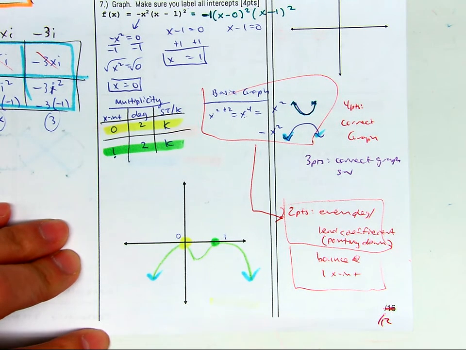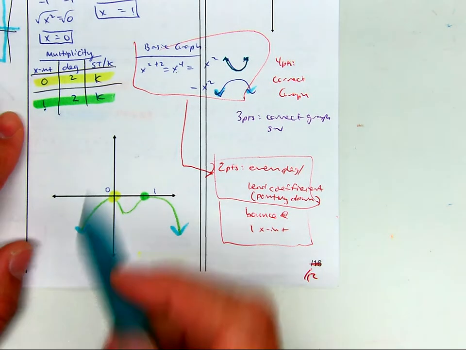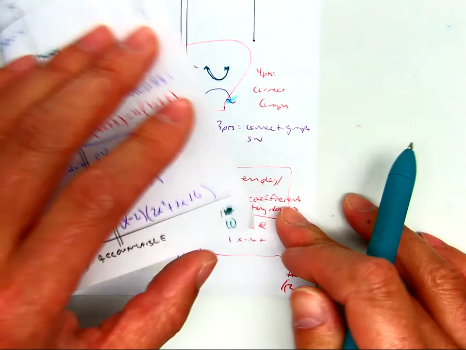So that side was 12 points, so 4 points for the free response. So your test is not out of 24, it is 22.